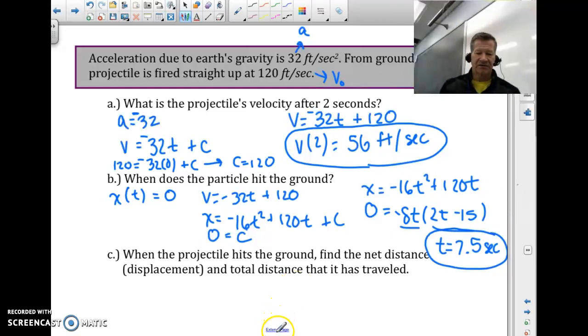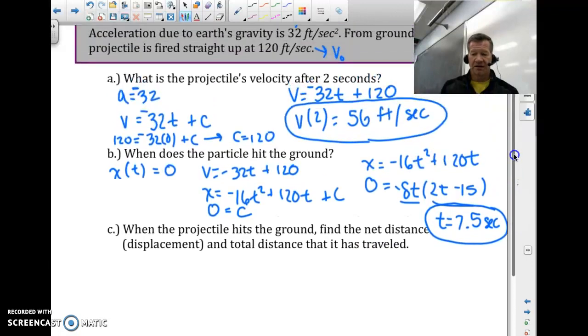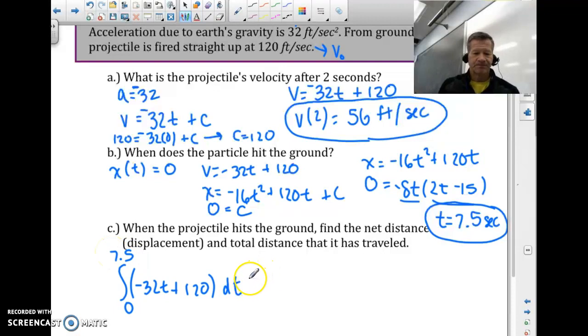When the projectile hits the ground, find the net distance, displacement, and total distance that it has traveled. Okay? Well, remember, displacement is simply the integral of velocity, which was what, negative 32t plus 120? And the displacement would take place between 0 and 7.5 seconds. So that would give me the displacement.